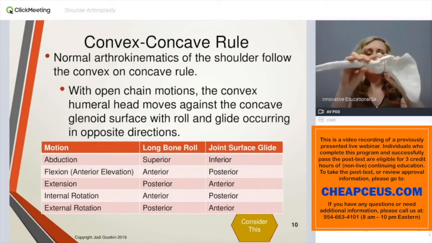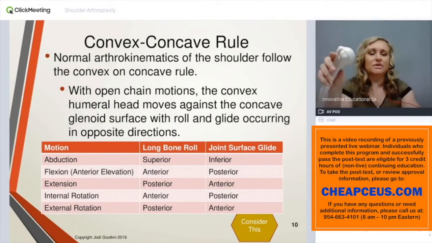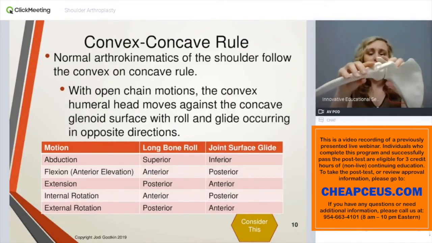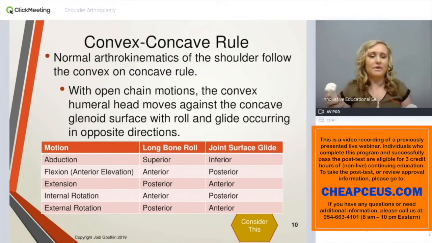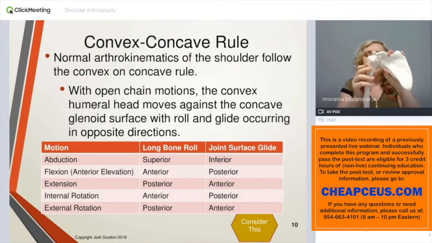So the roll and glide are in opposite directions in those glenohumeral motions, and that's what allows for full range of motion without impingement. This is important to understand when we move forward and look at the different precautions for shoulder arthroplasty. So for example, if a patient is reaching back doing shoulder extension, the long bone is moving posteriorly, but this humeral head is actually gliding anteriorly.